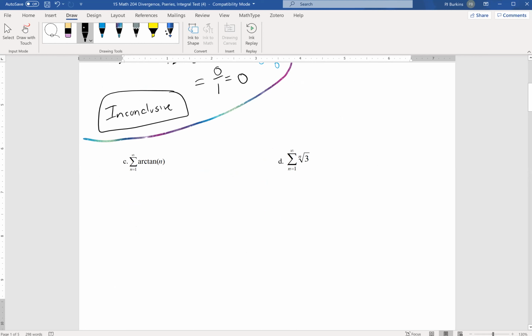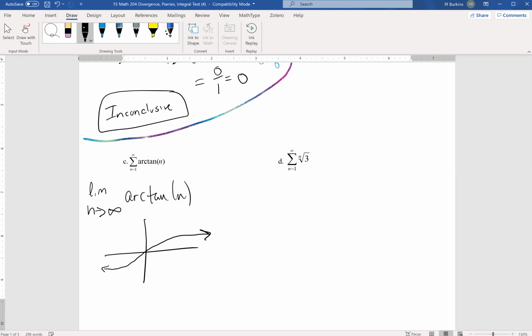Let's look at C. Again, because it's test for divergence, I just want to take the limit as n approaches infinity of a sub n, which is arctan of n. Now, it's perfectly okay that you have no idea what this function does out at infinity, at least analytically. This one's actually better if you graph it. So you might recall arctan looks something like this. And it has this asymptotic behavior.